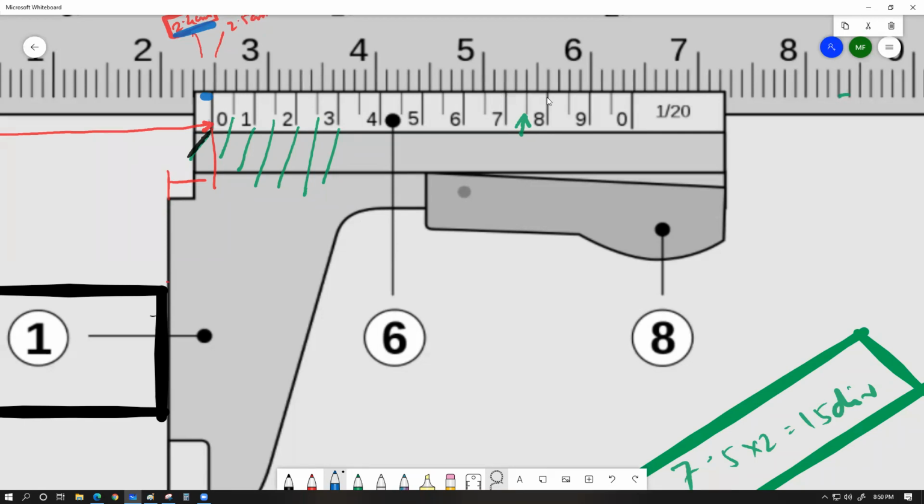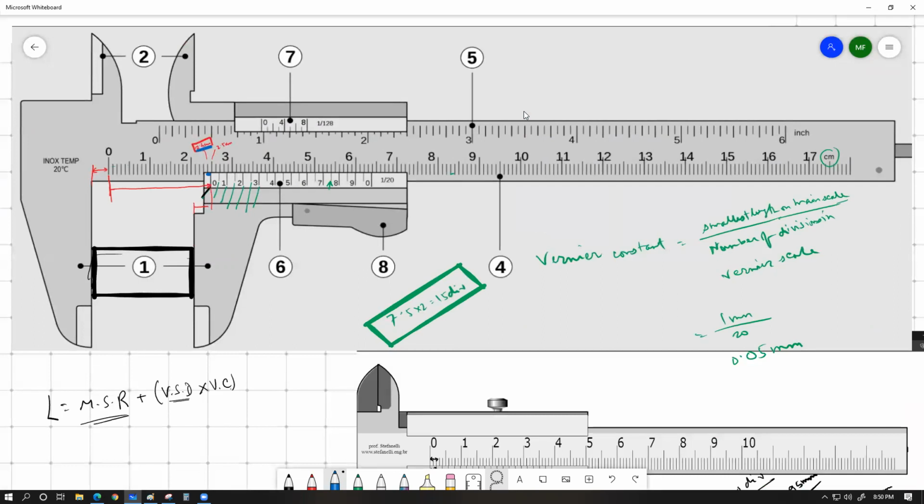And have a look over here, and then have a look over here. Which one? This one is supposed to be the best aligned line for the alignment, which means in this case our Vernier scale division is going to be 15 division. This one.